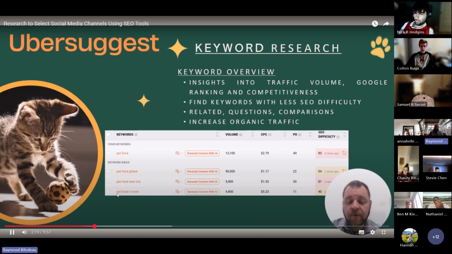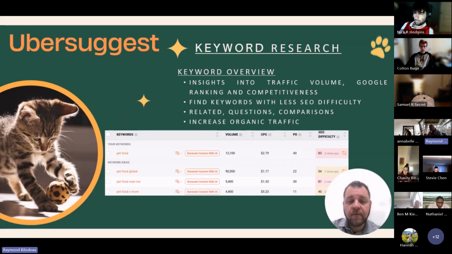Word overviews, which can be used to gain insights into traffic volumes, Google rankings, and overall competitiveness, known as SEO difficulty. It lets you generate ideas based on a target keyword, allowing you to explore less competitive options that have a higher chance to rank on the first page of Google, which can lead to increased organic traffic. For example, Pet Food Global sees a higher volume of traffic and is less difficult to rank with when compared to pet food.